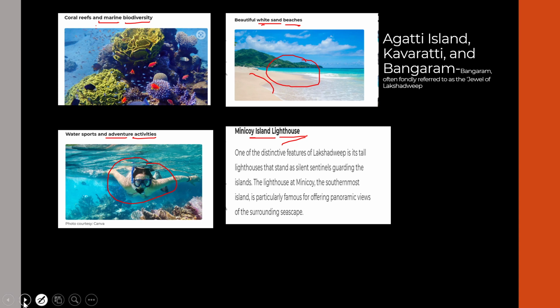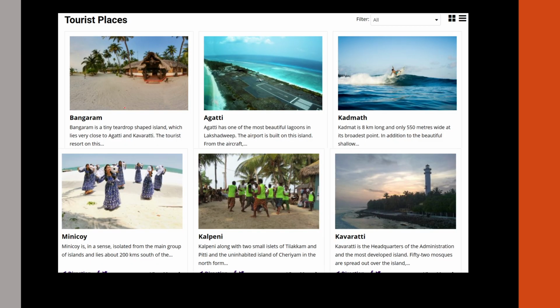Okay, let us see what the Lakshadweep government has actually offered us with regard to tourism places. Bangaram, you can go; Agatti, you can go; Kadmat, you can go; Minicoy, you can go; Kalpeni, you can go; Kavaratti, you can go. So if you plan to go to Lakshadweep, these are the places that you have to visit.